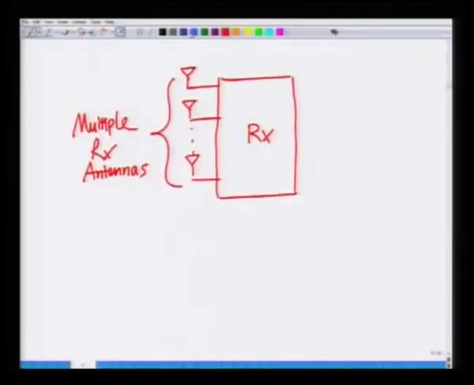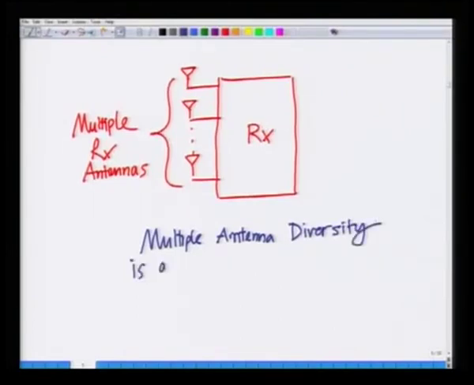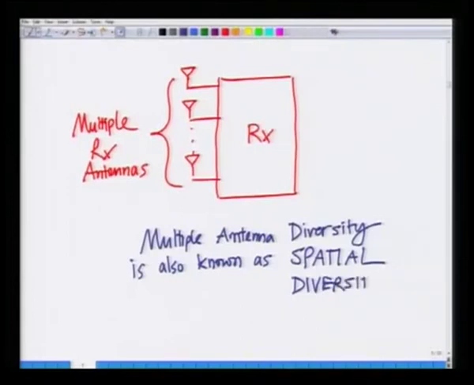This multiple antenna diversity is also known as spatial diversity. All right. Now, let me title this as spatial diversity.